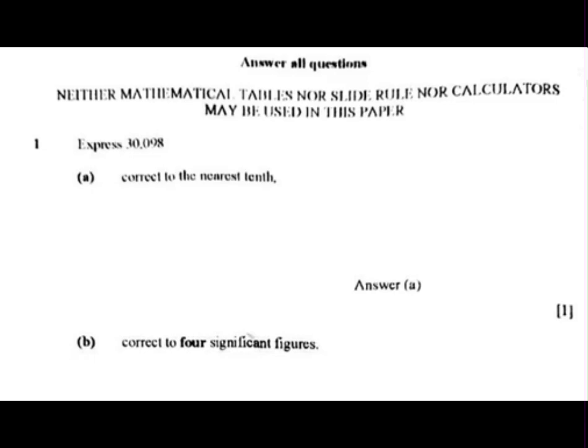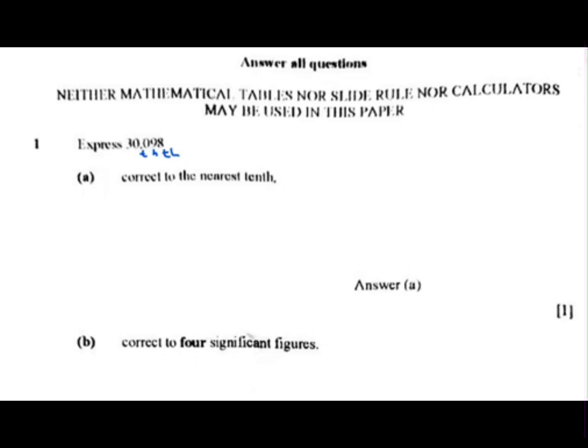First question, express 30.098 correct to the nearest tenth. So to express it to the nearest tenth, you're going to look at the 100th figure, okay? So that 100th number there would be your 9 because the 10th figure is 0. So there's the 0, the first 0 after the decimal point is 10th, the second 9 is 100th, and the third 8 is 1,000th.